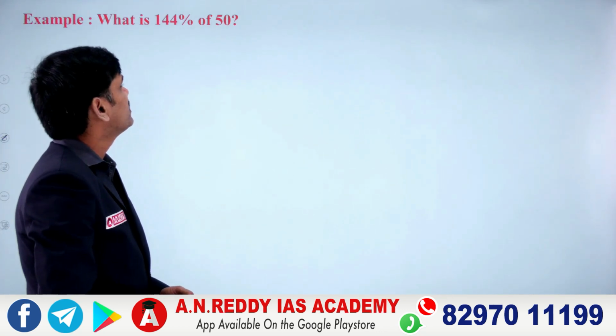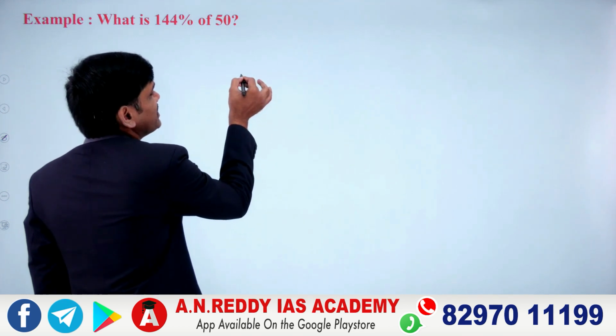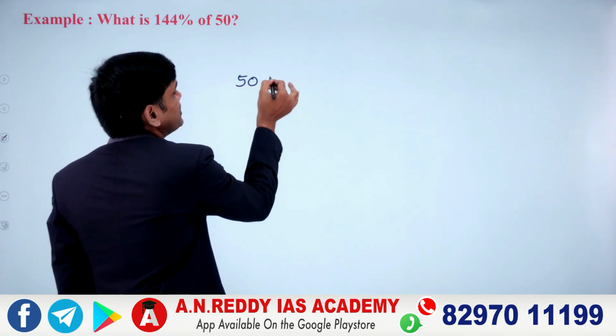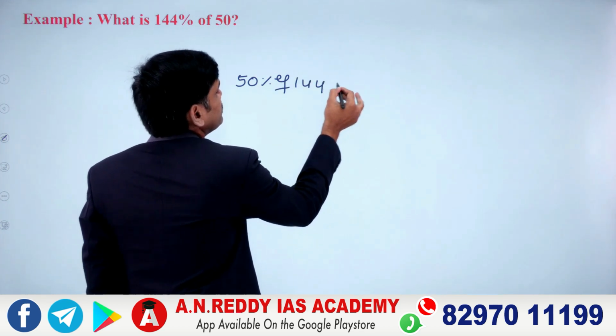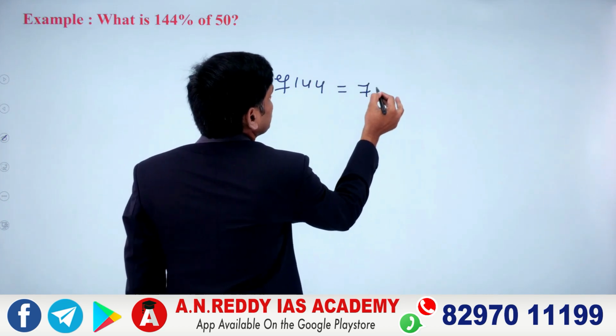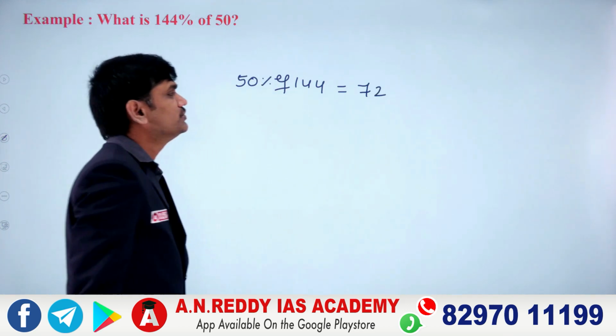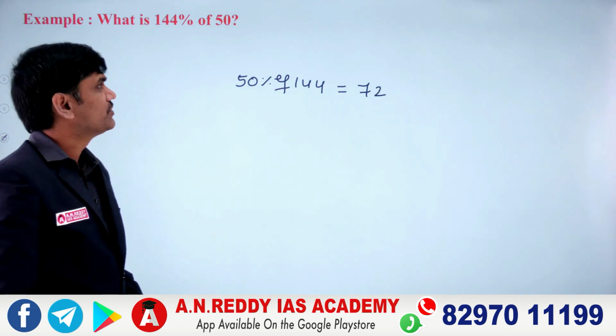Next, 144% of 50. So this can easily be treated as what? 50% of 144, which is nothing but how much, dear? Straight away, that is 72. 72.